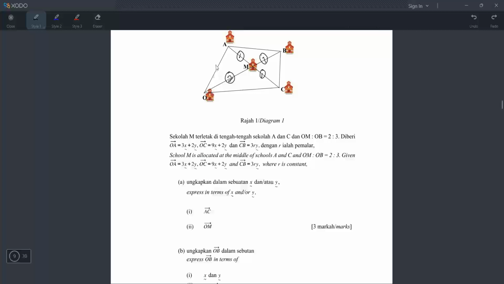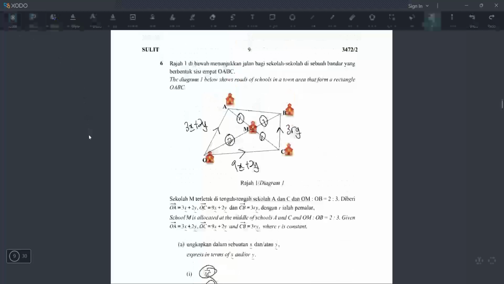Given OA is 3x plus 2y, so let's label this also. The arrow must point towards A, 3x plus 2y. And remember, when we label vector, we always put the arrow. And the arrow has to point to the correct point, to A lah, because it's OA ma. And then OC, okay, O pointing to C, 9x plus 2y. And then the last one is C to B, and the vector is 3y. And then now they say express in terms of x, y: AC, OM.